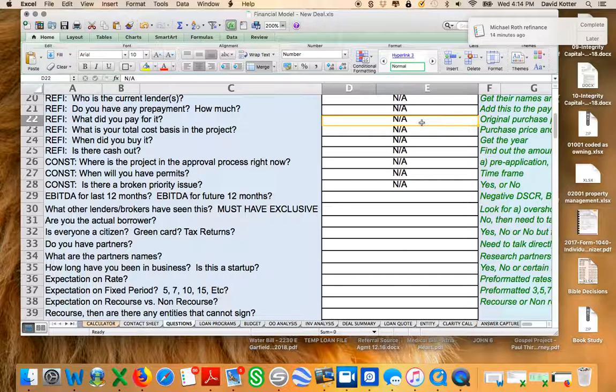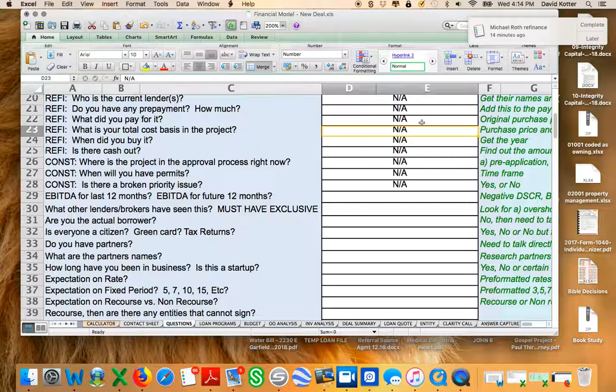What did you pay for it? How much did you actually pay for the property? If they bought it 10 years ago, did they pay 500? And then when they did buy it, did they add some improvements? Did they do a renovation on the roof? Did they redo the outside? We want to know what is their purchase price plus all their renovation costs for the facility. So those are some good things to know.